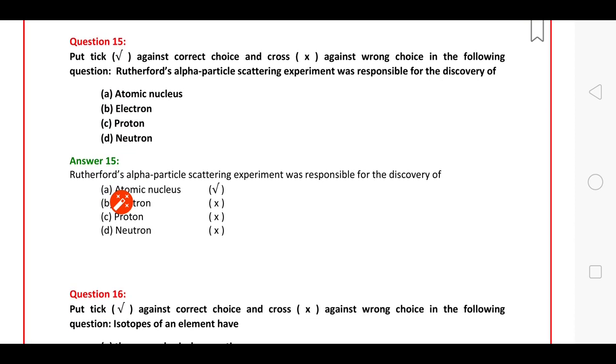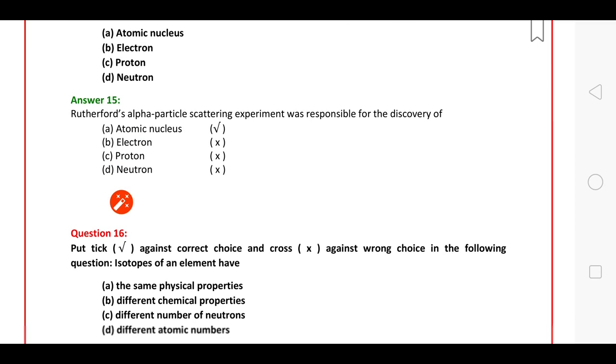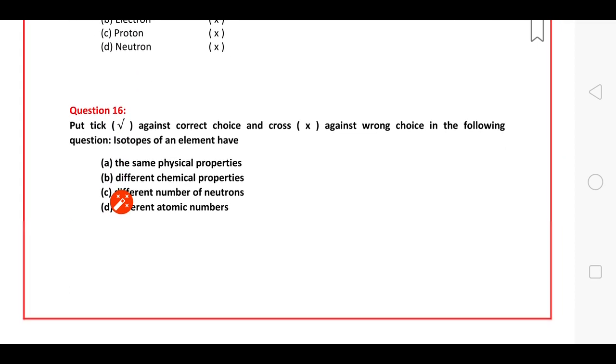Next question is, put a tick against the correct choice and a cross against the wrong choice in the following questions. Rutherford's alpha particle scattering experiment was responsible for the discovery of what? So Rutherford's alpha particle scattering experiment was responsible for the discovery of the atomic nucleus. Yes. Electrons no, proton no, neutron no.